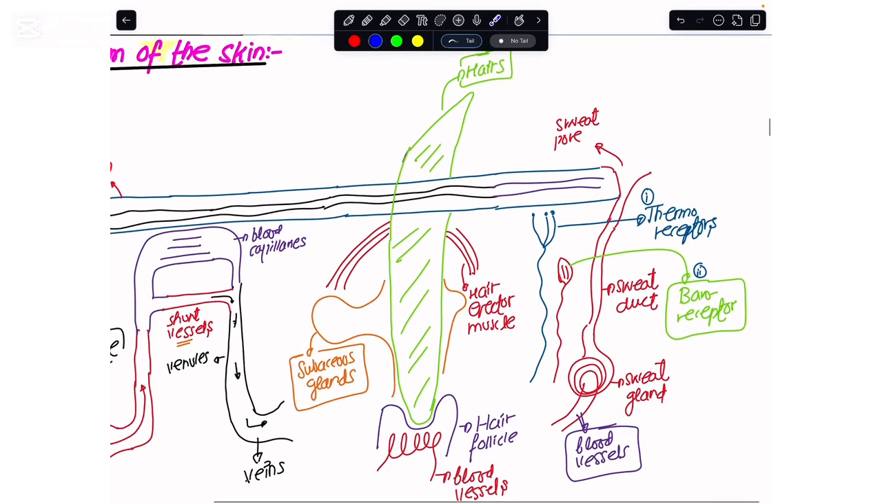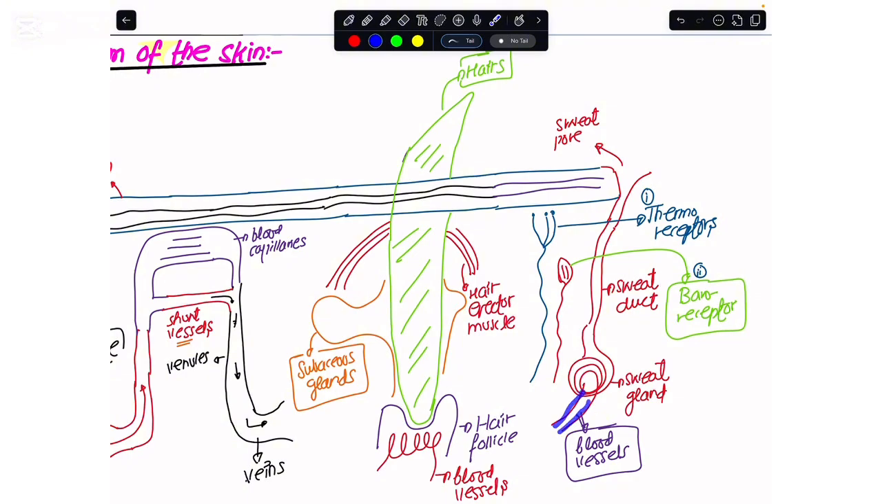The thing doesn't end here. Here in the skin, this kind of receptor that we would come across, you have to name this as the thermoreceptor. And this receptor that appears to look like this would be the baroreceptor. And then you see that the human skin is habitual of producing sweat when the external temperature is more, or whenever the internal temperature is more.